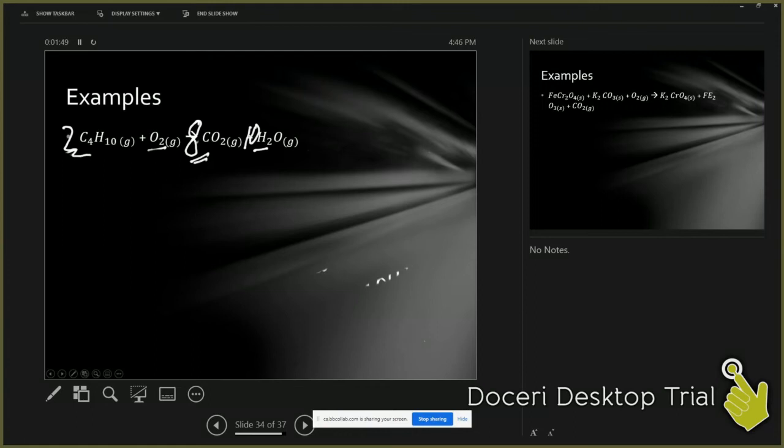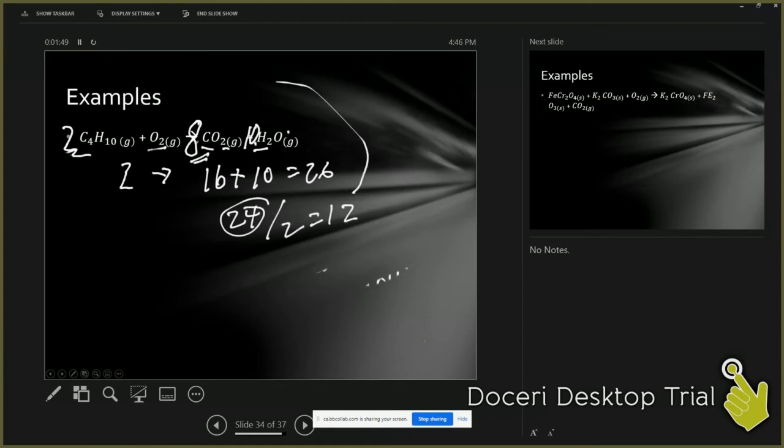Perfect. How many oxygens do I have? I have 2 over here, which is not good. And here I've got 8 times 2, which is 16, plus 10 times 1, plus 10 equals 26, which means I have a disparity of 24. To make that up, divided by 2 equals 12. So I'm going to put that over here, 12 oxygens over there.